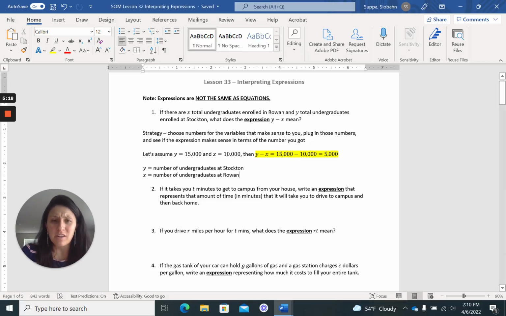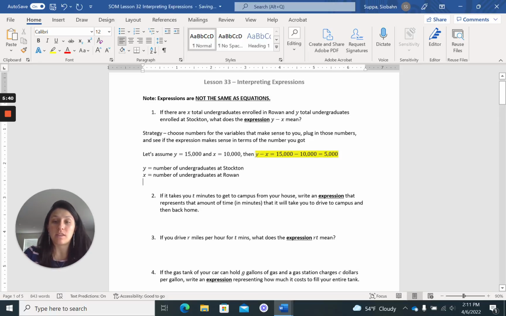Well, I knew something was wrong because what I was saying wasn't aligning with what I saw here for each thing. Okay, so X is the number of undergrads at Rowan. I'm just checking this. And Y is the number of undergraduates at Stockton. So this means that at Stockton, we have more students than at Rowan, according to this expression. I don't know if that's true or not.